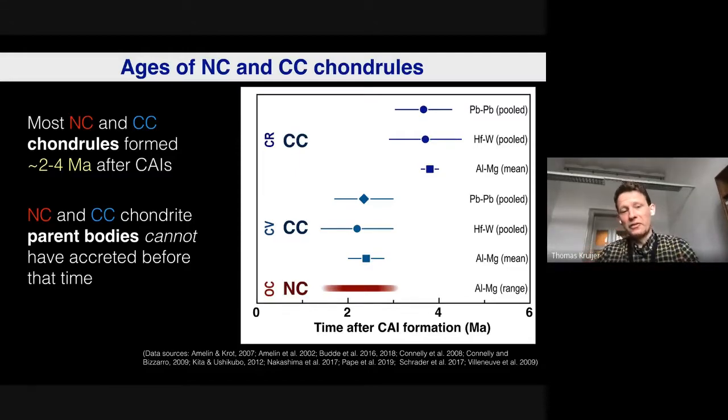A consequence of this is that the NC and CC chondrite parent bodies, so the parent bodies of these chondrules, cannot have accreted before that time. You first have to form the components, and you can only then combine these components to form a parent body. So this must mean that the NC and CC parent bodies formed between 2 and about 4 million years after CAIs.